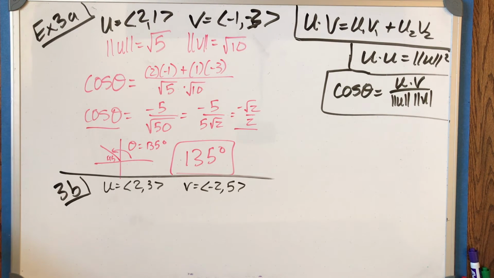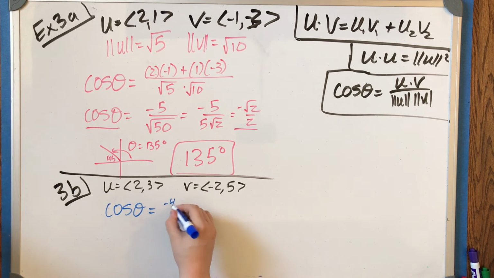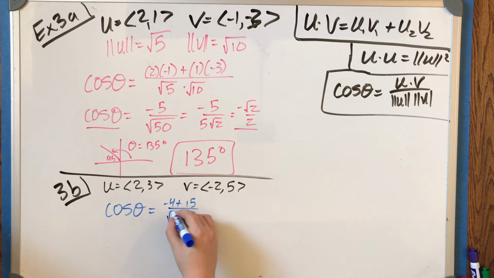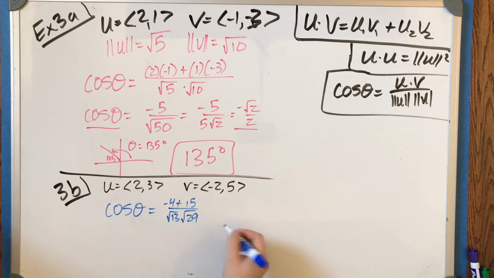We'll do that again this time. This time we'll need a calculator to help us figure it out. But I'm going to have cosine theta equals dot products, so that's going to be negative 4 plus 15 over their magnitudes. So this is going to be square root of 13, and this one's going to be square root of 29. So I'll just simplify that a little bit. That gives me positive 11 over the square root of some ginormous number.